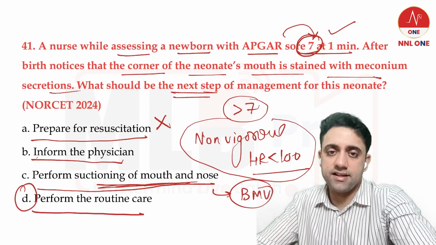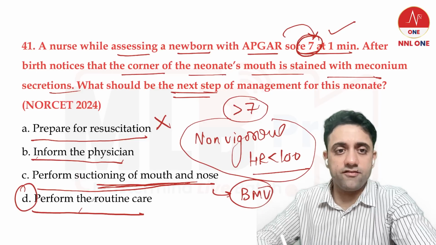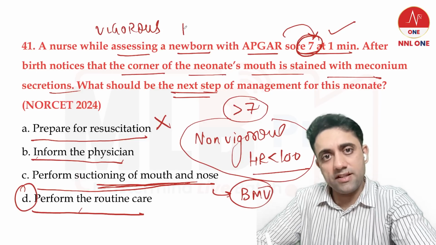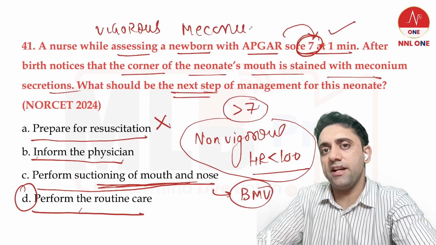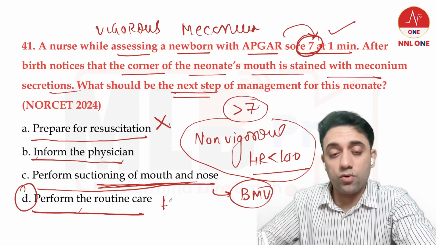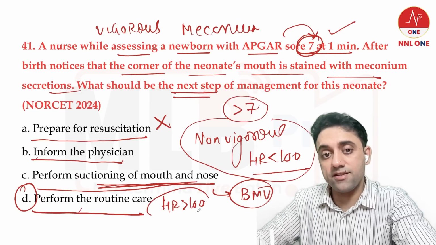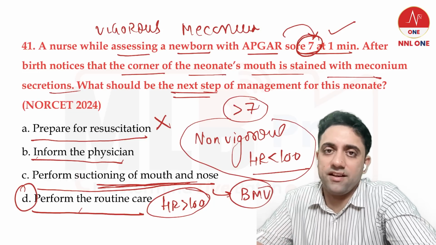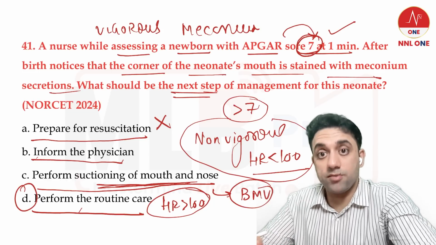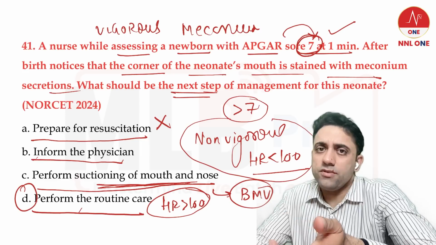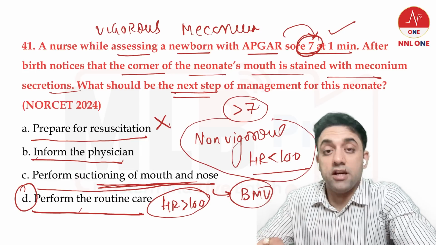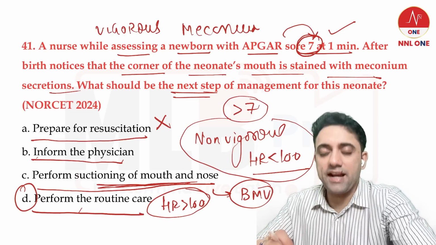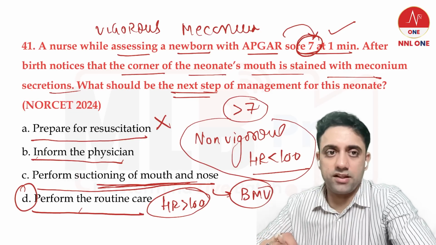So bottom line is this: if it is a vigorous meconium stained baby, what is vigorous in this question? Vigorous means heart rate more than 100. In that baby, you don't have to do anything. Perform the routine care. That's it. That's why this Apgar of 7 looks okay to me. So this baby looks fine. If this baby had a bad Apgar score, heart rate less than 100, then I would have suctioned the mouth and the nose.